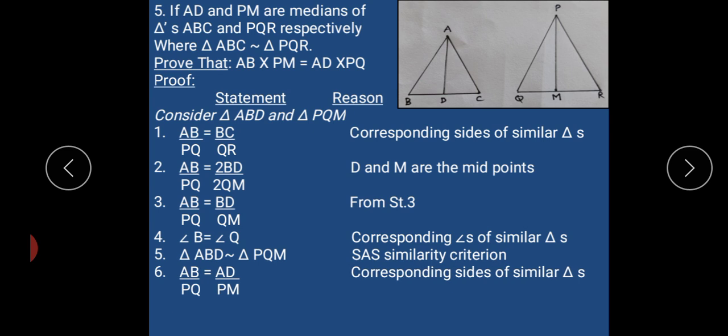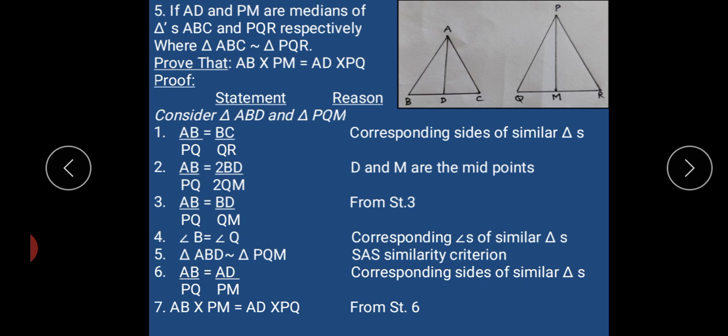And now let's go to the ratio of the corresponding sides. AB upon PQ is equal to AD upon PM, corresponding sides of similar triangles. Cross multiply. One side you will get AB into PM, other side AD into PQ, and this is what was asked to prove. Very simple rider. Though there are 7 marks, this will not come for 3 marks. This is again a 2 marks rider.